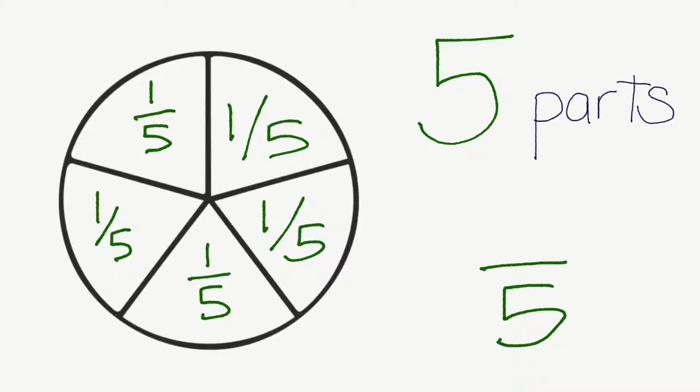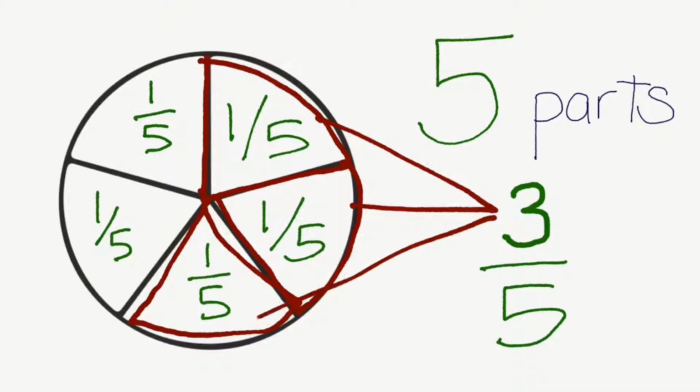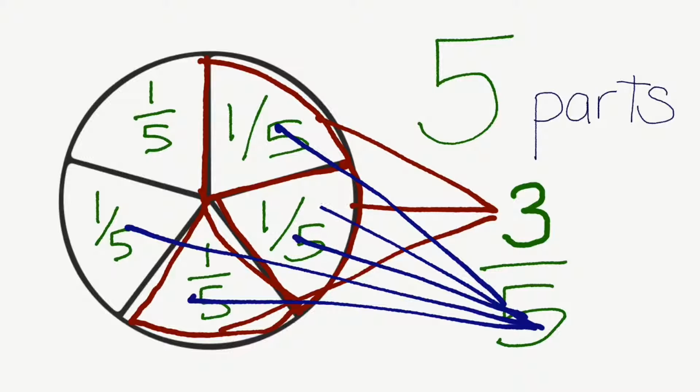Okay, let's do one more. This time we'll look at 3/5 of the circle. 1/5, 2/5, 3/5. That's 1, 2, 3 parts of 1, 2, 3, 4, 5.